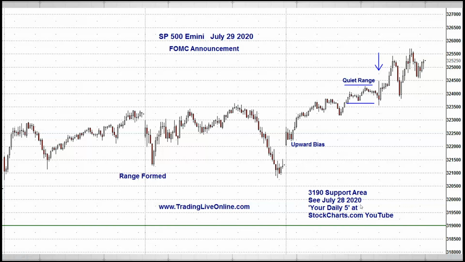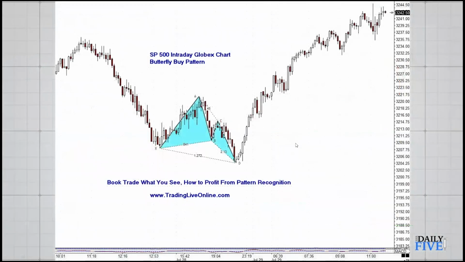But again, I've got this area right here. This is 3190 on the S&P 500, and this is a support area to be keeping an eye on that the market is testing today. So let's see some more charts.